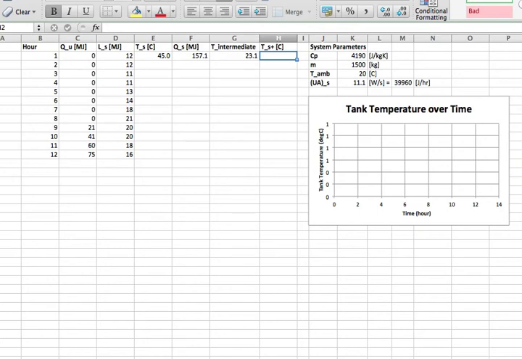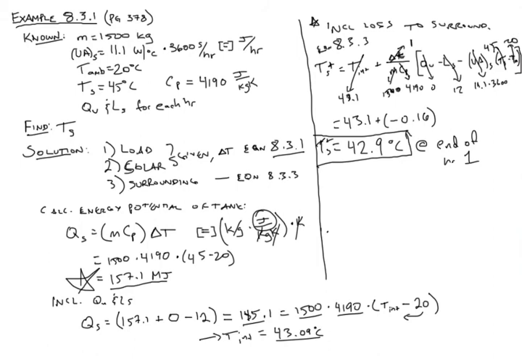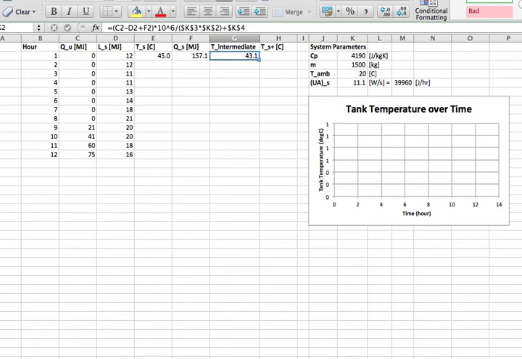And right off the bat, I see I made a mistake. I have 23.1. I also need to add in the ambient temperature for this step. We're going to put dollar signs on that one too. 43.1. And so if we go back to our handwritten example right here, that answer 43.1 after implementing this equation right here into our spreadsheet. So that's great. So we did that step correctly as well.